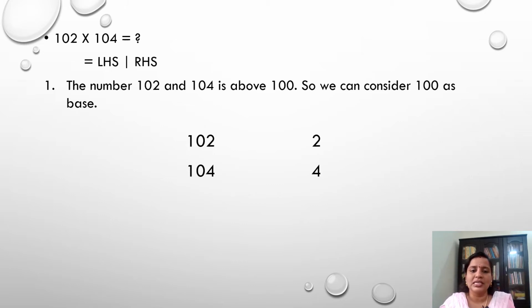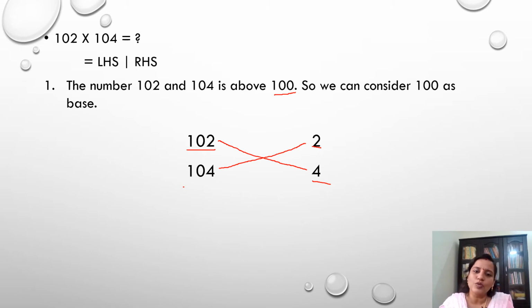And for my RHS, I have to subtract this number by the base. So the number here is 102. Subtracting the base 100, 102 minus 100 gives me 2. And similarly 104 minus 100 gives me 4. What will be my next step? For my LHS, I have to go for the cross addition. 102 plus 4 gives me 106. Similarly, 104 plus 2 gives me 106.